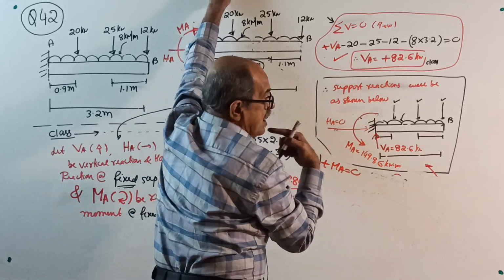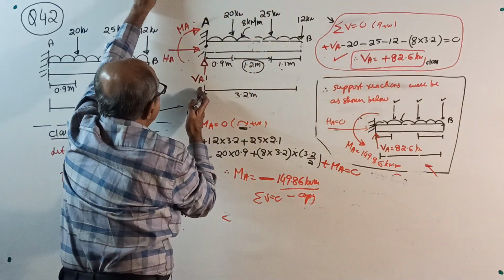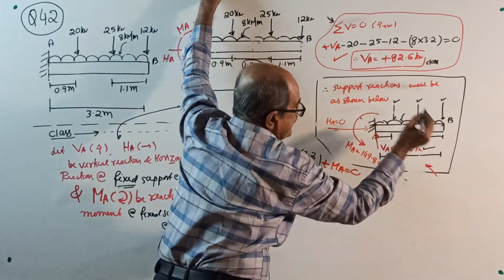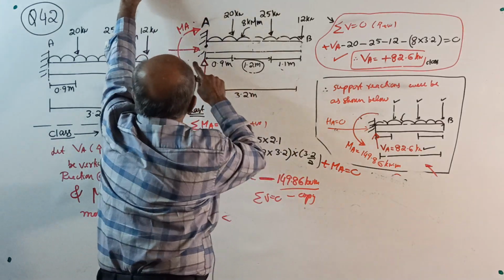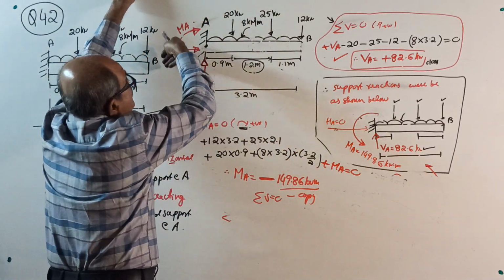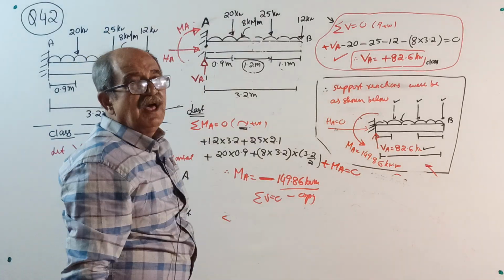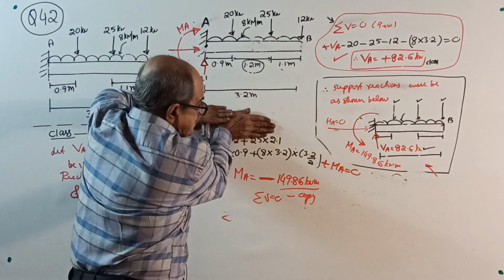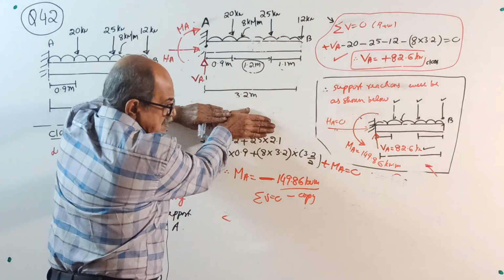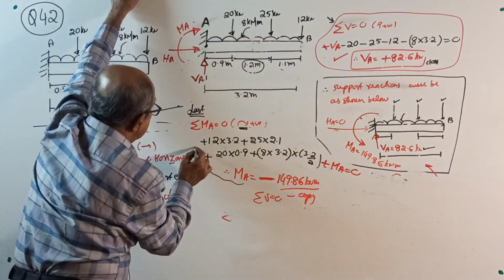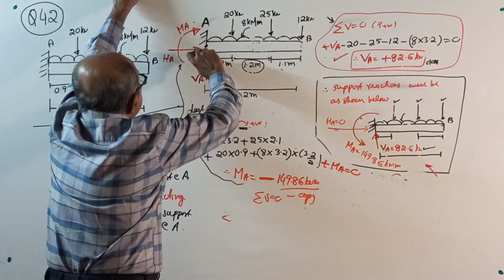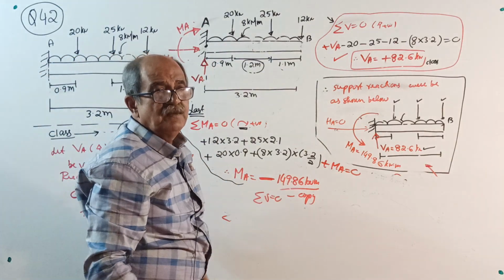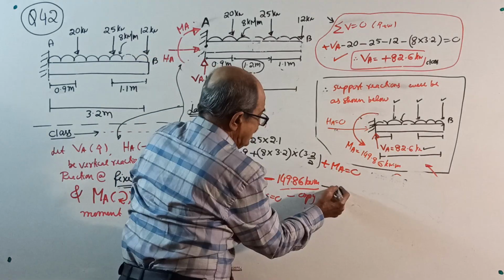See here what I am dictating now. VA we considered upward and the answer came positive, means VA is correct. Enter the answer, upward direction. MA we considered in clockwise direction. Somebody will ask the question, what sign convention? Don't talk about sign convention. I considered MA in clockwise direction, but the answer I got is negative.